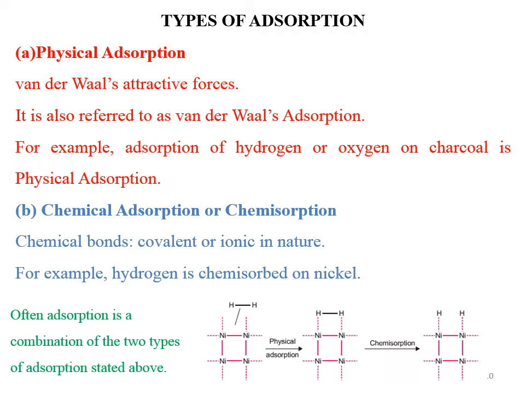Chemical adsorption. In this kind of adsorption, the gas molecules or atoms are held to the solid surface by chemical bonds. These bonds may be covalent or ionic in nature. For example, hydrogen is chemisorbed on nickel as shown in this figure. Hydrogen molecule is first adsorbed by van der Waals forces and then dissociates. The hydrogen atoms are thus chemisorbed on nickel.